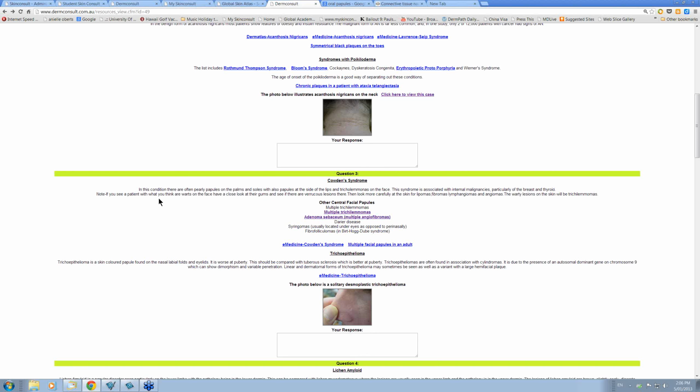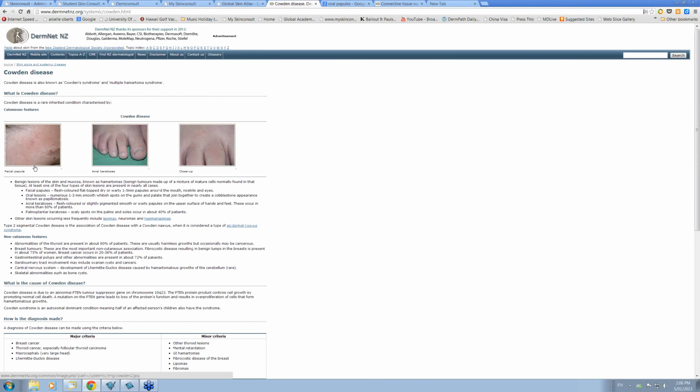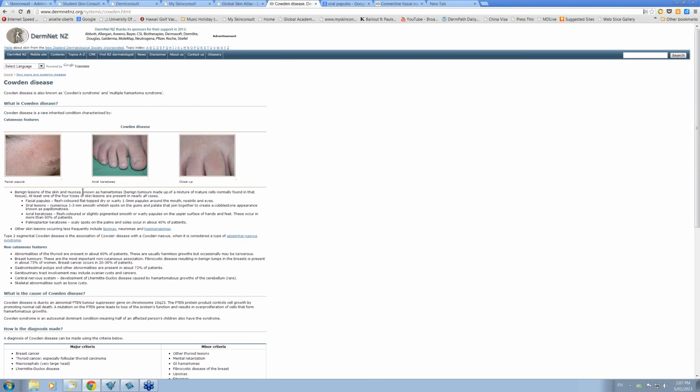So we said that if you see a patient with what you think are warts on the face, have a close look at their gums, see if there are any verrucous or wart-like lesions there. Then look also for signs of lipomas, fibromas, lymphangiomas, and angiomas. And any warty lesions in the skin will be trichilemmomas. This was the reference in DermNet to Cowden's disease.